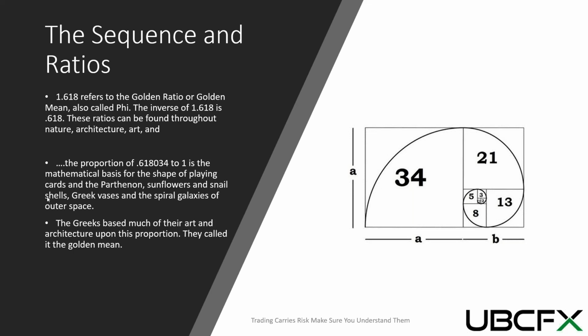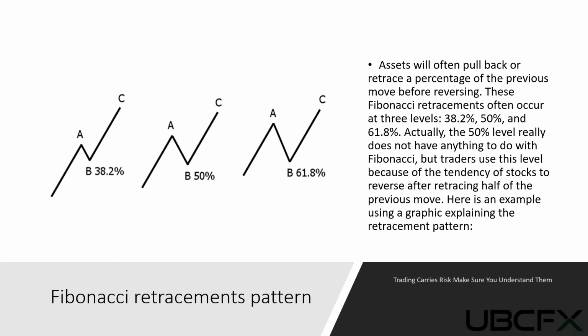Now, these ratios can be found in everything from the shape of playing cards to the Parthenon, to the shape of sunflowers, to the back of a snail shell, to Greek vases and spirals in the galaxy. So like I said, it wasn't developed for the financial markets.